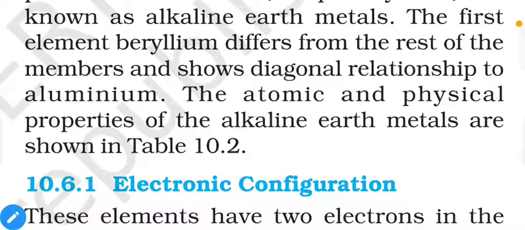The atomic and physical properties of the alkaline earth metals are as shown in table 10.2. So note here, the first element, beryllium, again shows different behavior than the rest of the group members, as we discussed in the previous case. That means the first member of group 1 elements was lithium, and it was different from the rest of the members. And a similar situation is going on here.